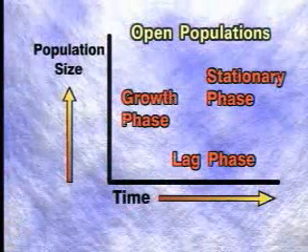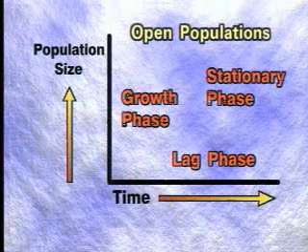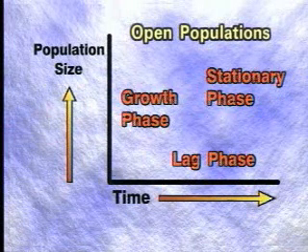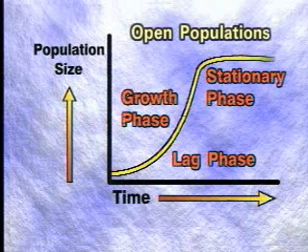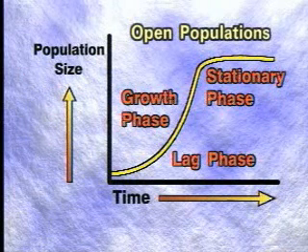Some open populations tend to exhibit what is called a sigmoidal growth curve. They show a lag phase and a growth phase, and then the numbers tend to stabilize. This results in an S-shaped curve.